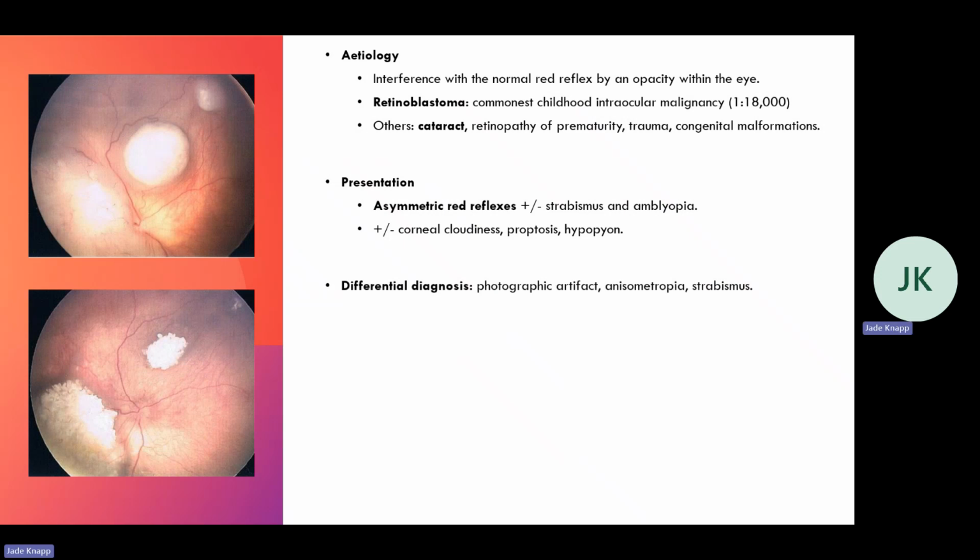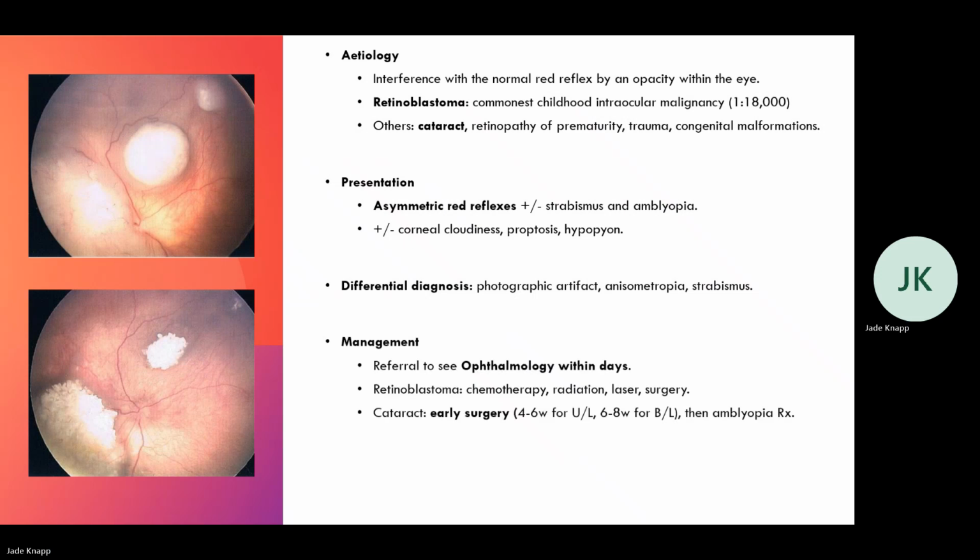And differentials here can be artifact. Difference in prescription alone can cause an altered red reflex. So if one eye is very short-sighted and one eye is very long-sighted, the quality of the red reflex between those two eyes is going to be different. Okay to refer that kid, because one eye may well end up becoming amblyopic anyway. And then strabismus, if one eye is slightly turned relative to the other, you're going to get a different quality of red reflex, right? So this is immediate referral, to be seen within days.